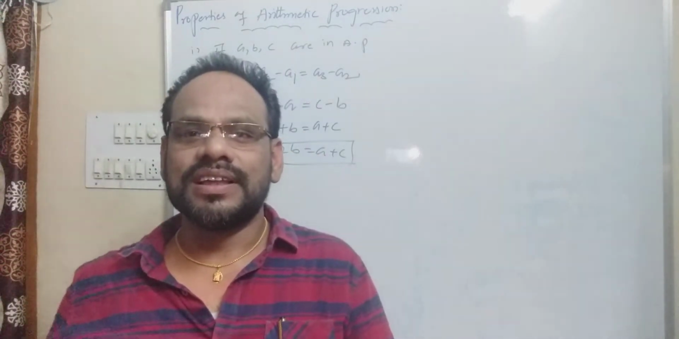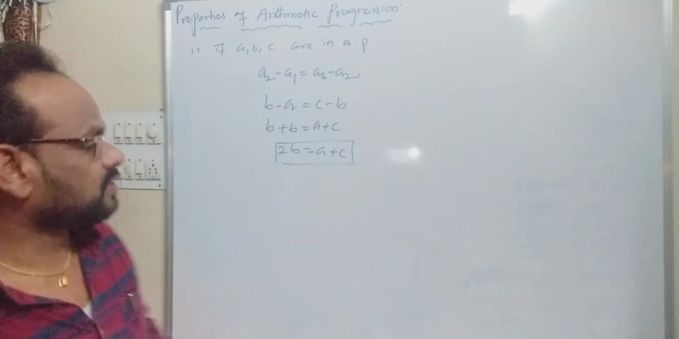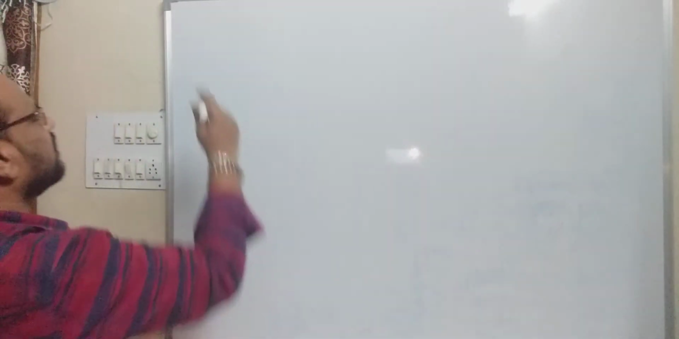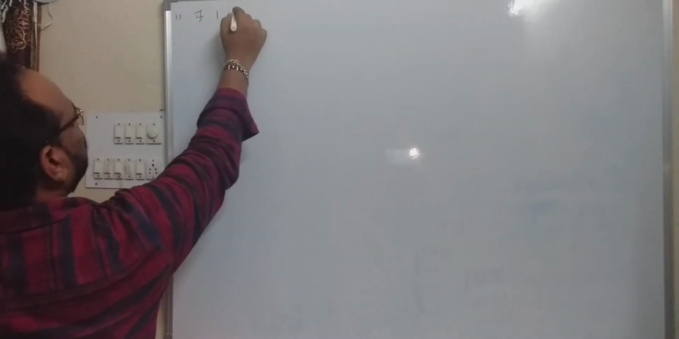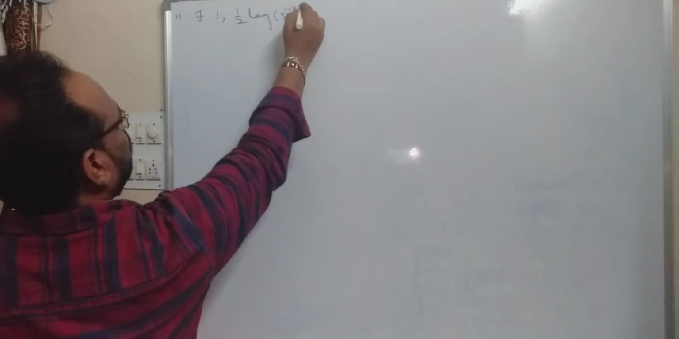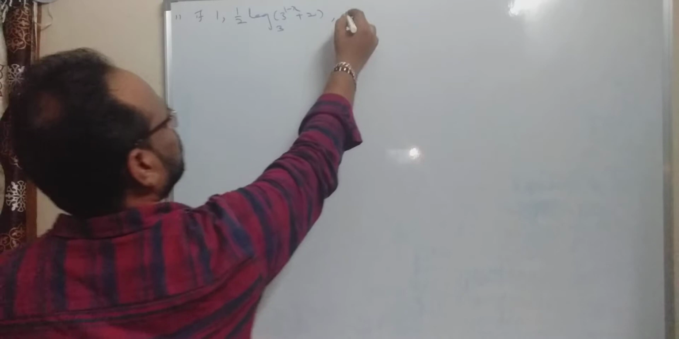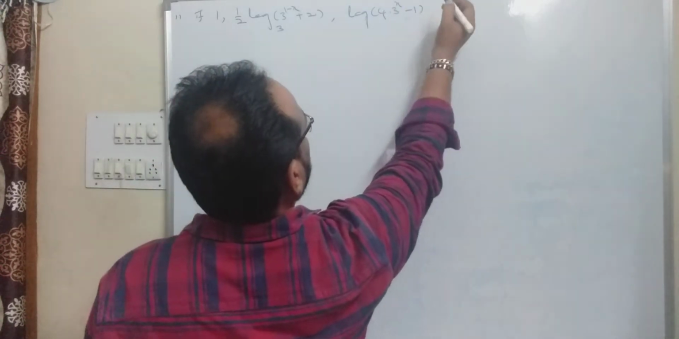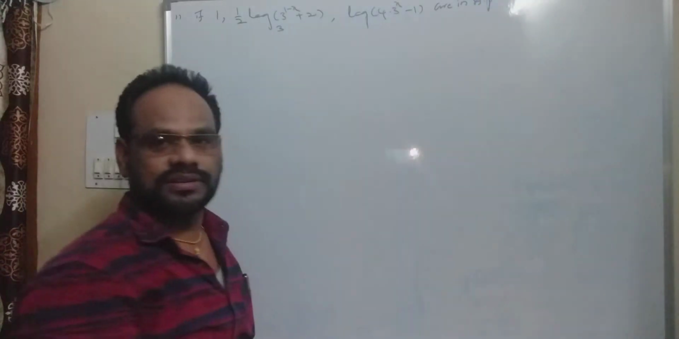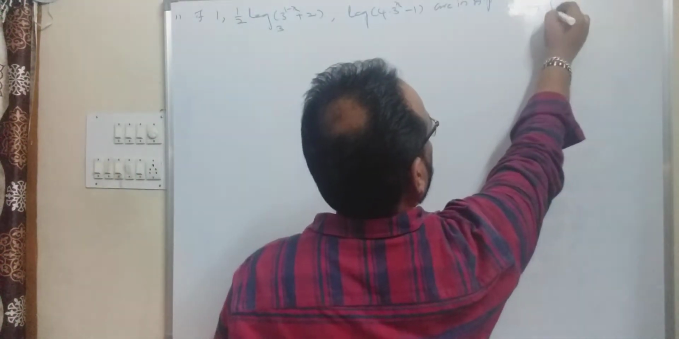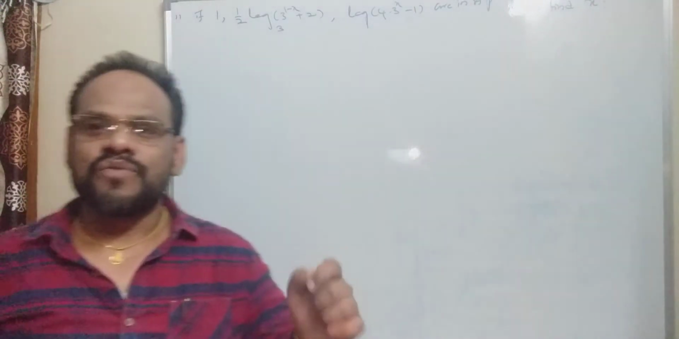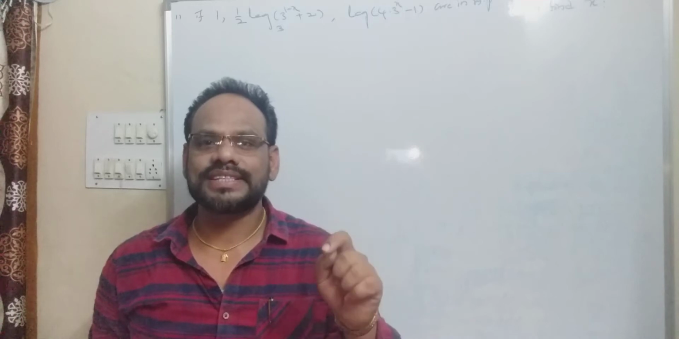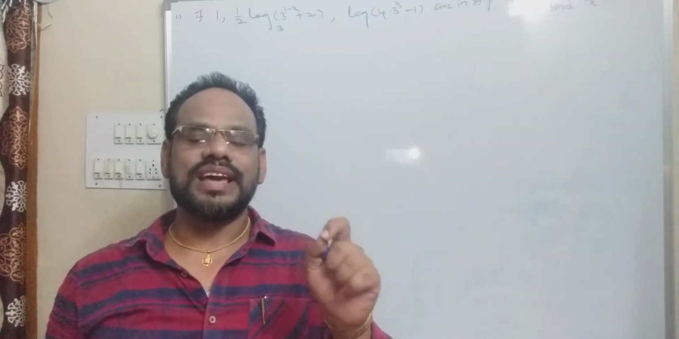How they will ask the question in IIT standard about this property is, observe here, example: if 1, 1 by 2 times log of (3 power 1 minus x plus 2) to the base 3, and log of (4 times 3 power x minus 1) to the base 3 are in arithmetic progression, then find x. Then find the value of x.